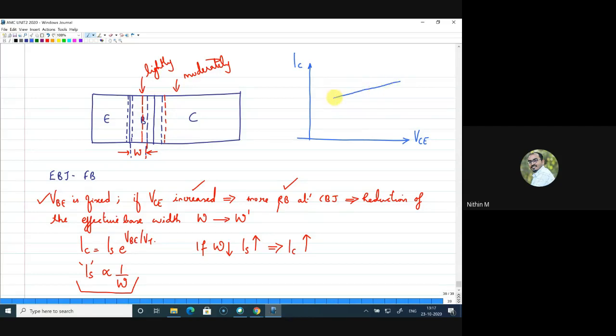So previously we assumed that the current will be constant, but that is not the real case. There will be a slight increase in the collector current, right? So you initially had a slope something like this. There was no slope. That means the resistance will be infinity, but now you will actually get a finite resistance. You can compare the same thing with your MOSFET.